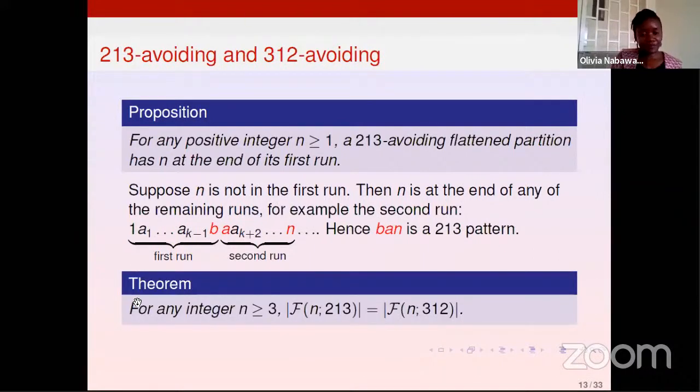Then we have a theorem here, and that is about the cardinalities of these two sets, 213 avoiding and 312 avoiding. We are saying in the theorem that these two sets have the same size for n greater than or equal to 3.